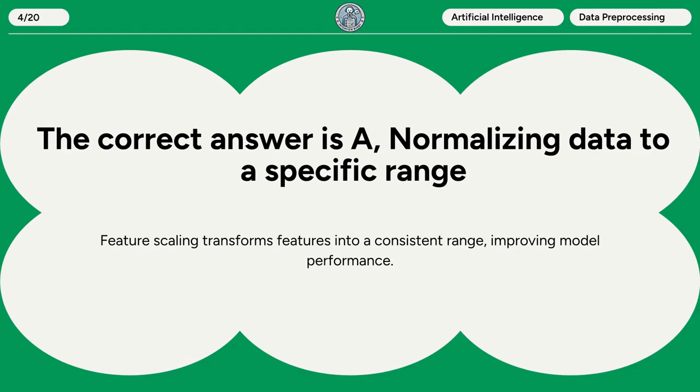The correct answer is A. Normalizing data to a specific range. Feature scaling transforms features into a consistent range, improving model performance.